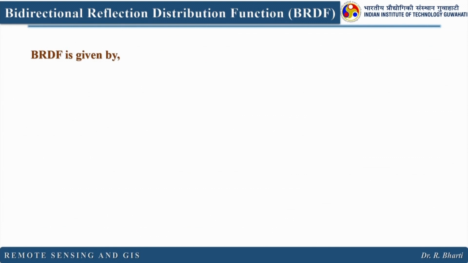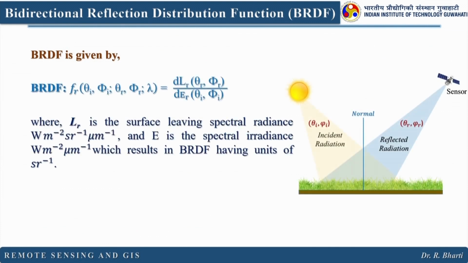Now, BRDF, how do we define BRDF, right. So, BRDF is calculated using this. Now, where LR is the surface leaving spectral radiance, right, and it is having a unit of watt per meter square per steradian per micrometer, and E is the spectral irradiance, that is watt per meter square per micrometer. So, here you do not have angle, right. So, in that case what will happen? Because ultimately BRDF is basically reflectance.